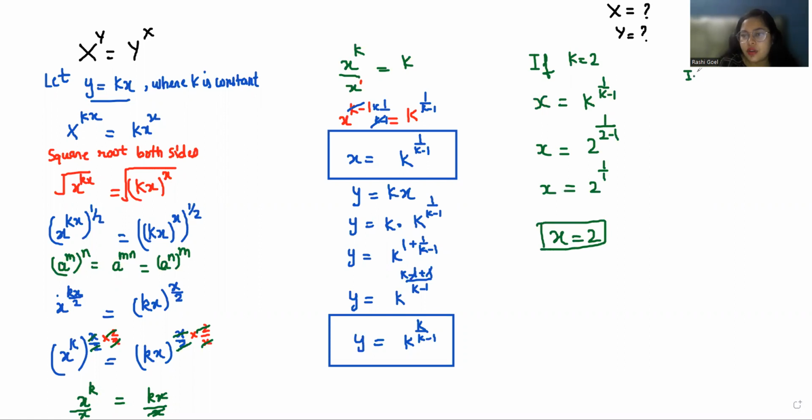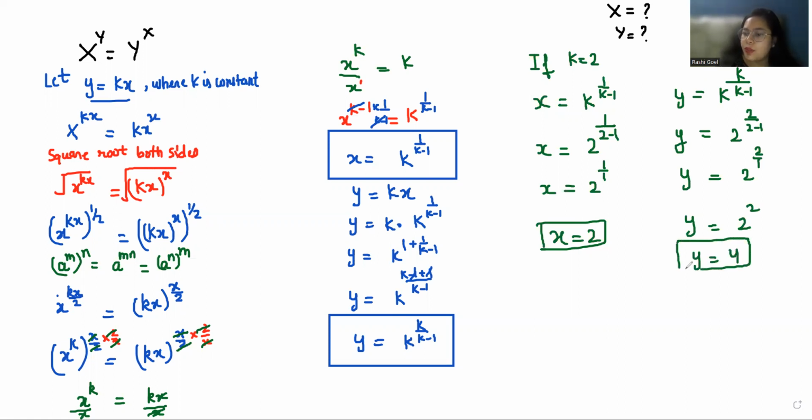Now in the case of y, when k is 2, y is equal to k power k by k minus 1. So y is equal to 2 power 2 by 2 minus 1. y is equal to 2 power 2 by 1. So y is equal to 2 power 2, y is 4. You can put any value other than 1, because 1 minus 1 in the denominator is 0, which does not exist. So try to put values greater than 1. So 2, 3, 4 you can put and then verify.